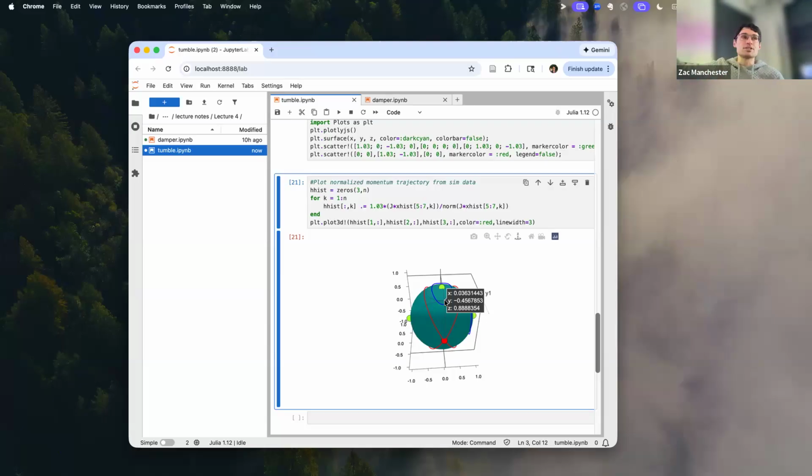Like the unstable ones, you get this flipping motion that corresponds to flipping back and forth between these 2 antipodal points on this momentum sphere. And those trajectories are actually the dividing lines between the stable basins.